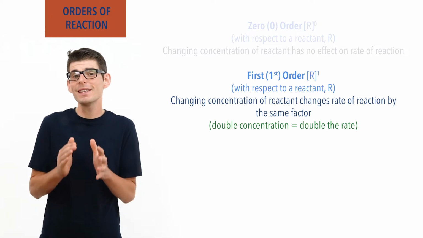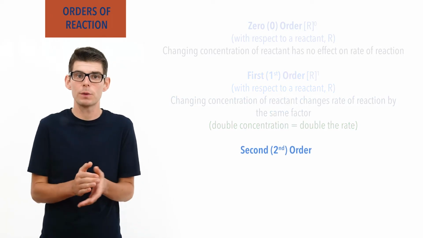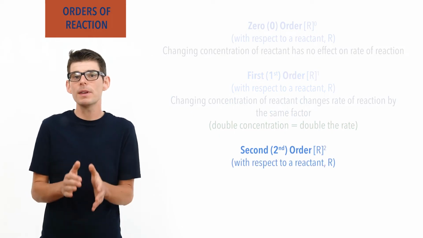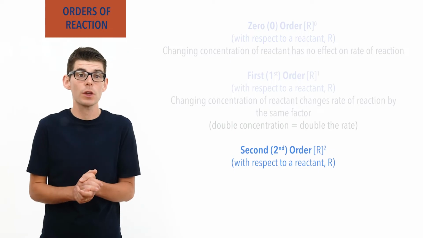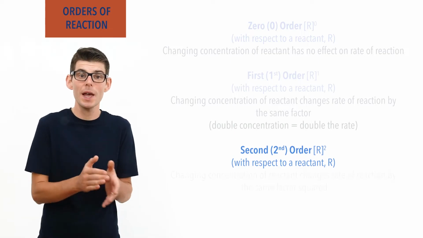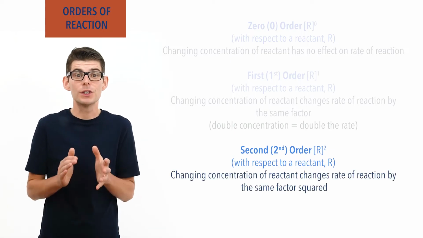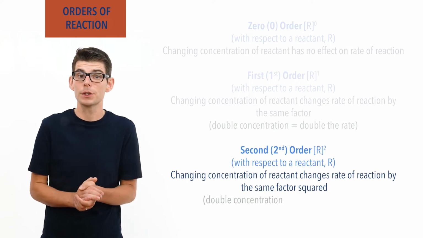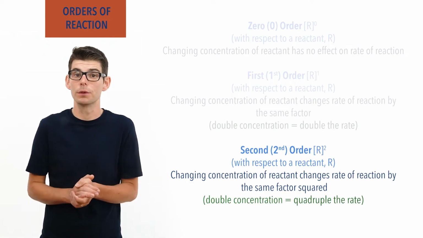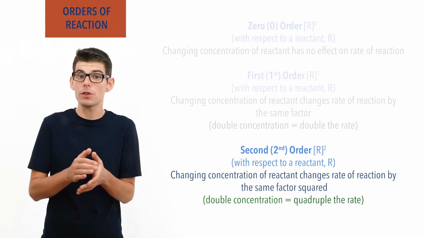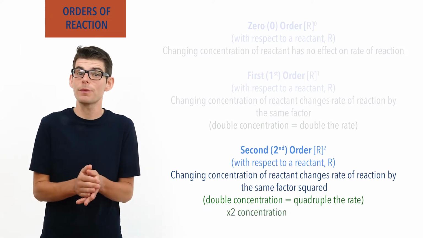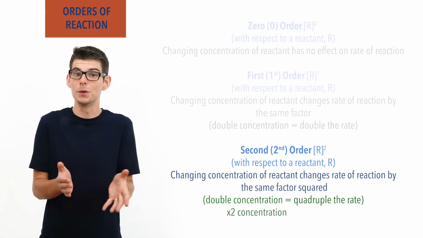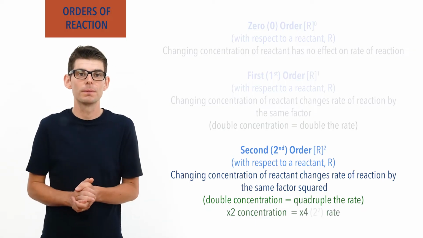If a reaction is second order with respect to a particular reactant, this means changing the concentration of the reactant changes the rate of the reaction by the same factor squared. For example, doubling the concentration of the reactant would quadruple the rate of the reaction, as the concentration has changed by a factor of 2, meaning the rate will change by the same factor squared, and 2 squared equals 4.